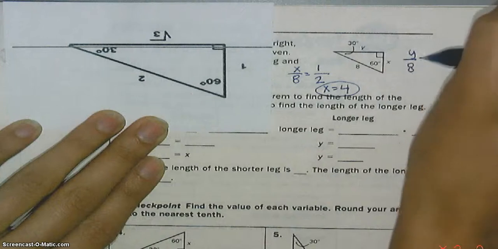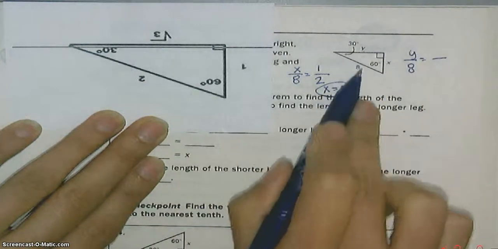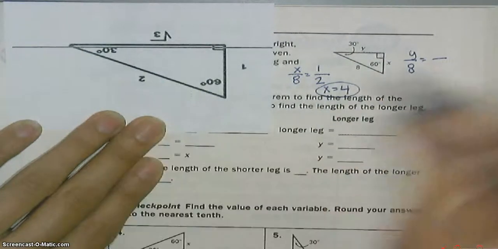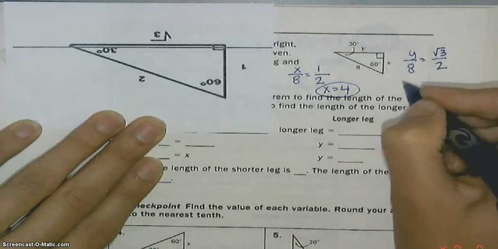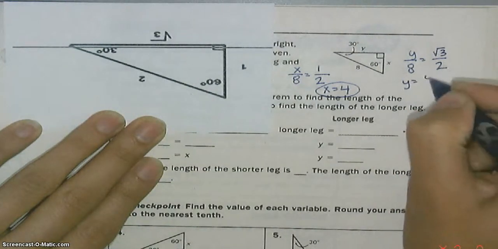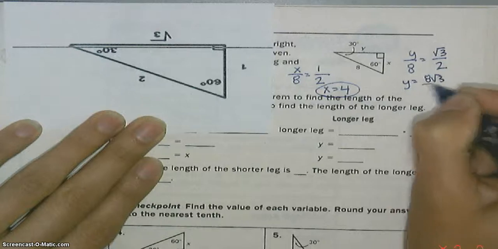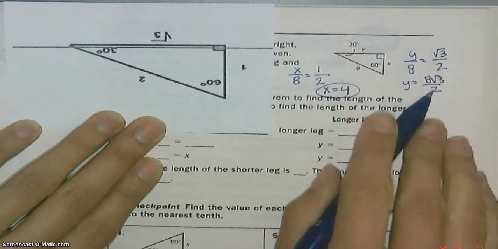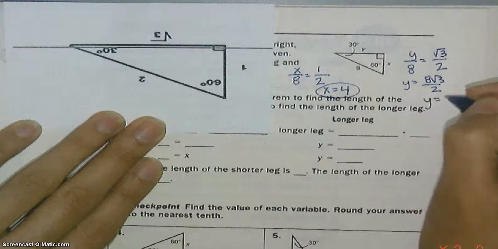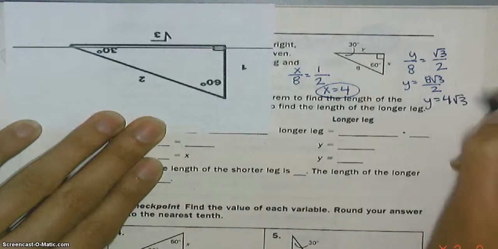Now let's do y. y is to 8 as root 3 is to 2. So cross multiply. 8 times root 3 is 8 root 3 divided by 2. These are both outside the square root, so we can simplify that. 8 divided by 2 is 4. So this is 4 root 3.